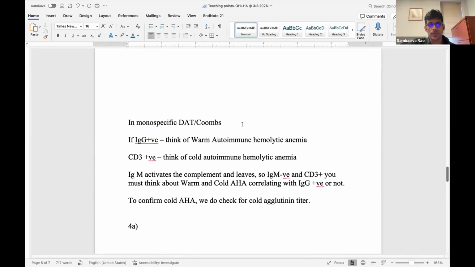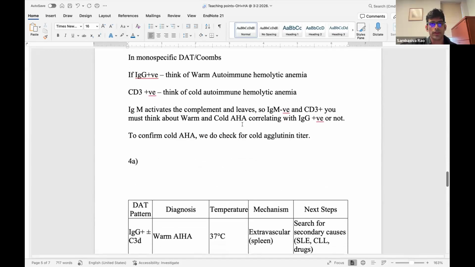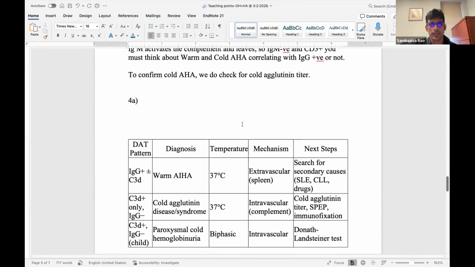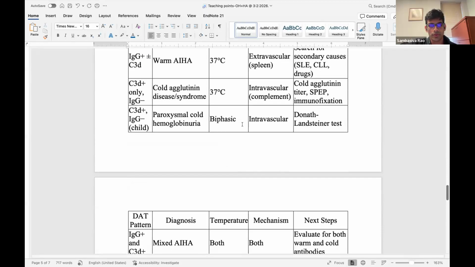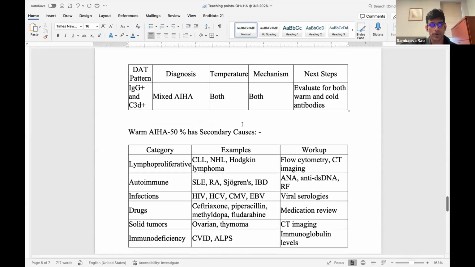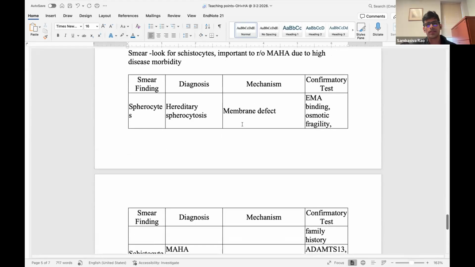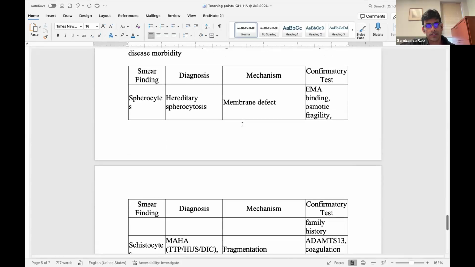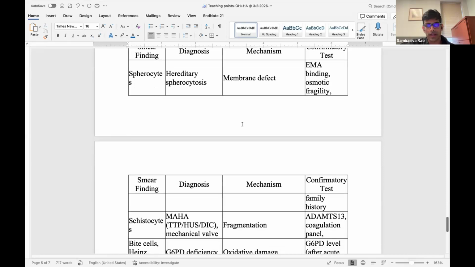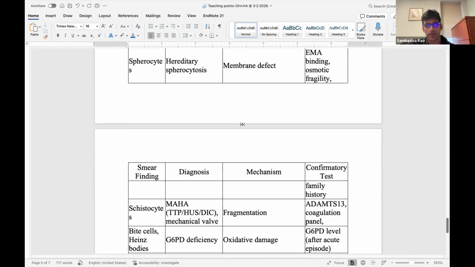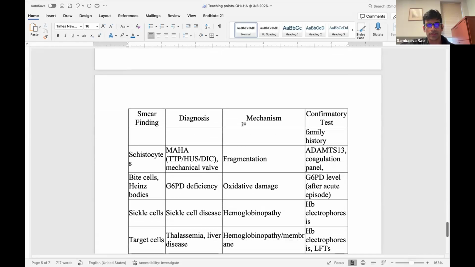But later on, once we go forward and rule out all the immune-mediated hemolytic anemias, then we have to go to non-immune hemolytic anemia, which is our case here. The most important thing is we need to order a smear and rule out the most morbid cause, that is MAHA or TMA physiology, because as I said, it is an acute event and the morbidity is high. For that, we have to order ADAMTS13 and find out whether the patient has TTP or something like that.